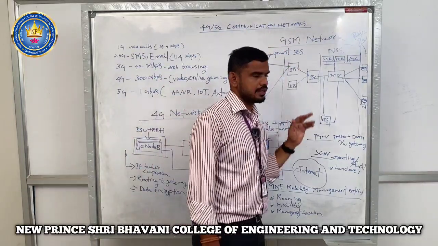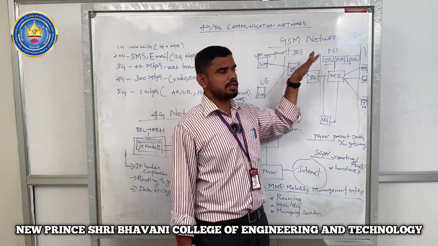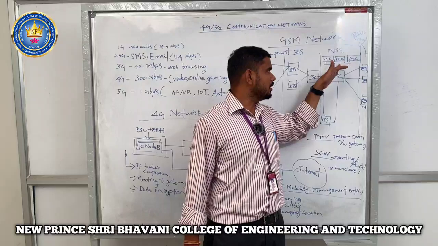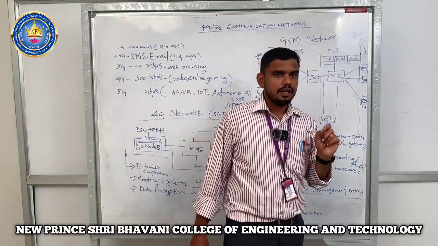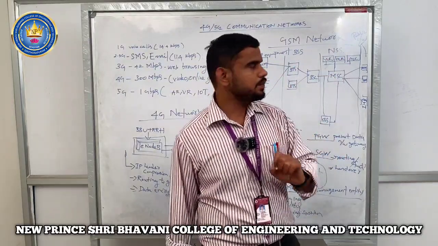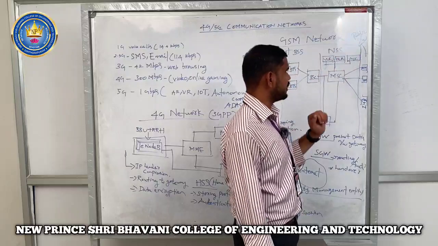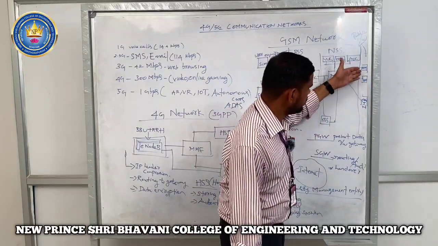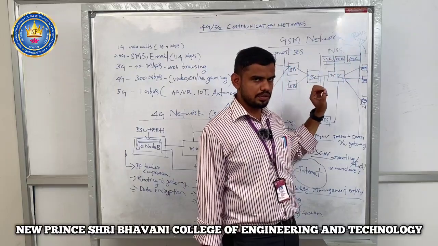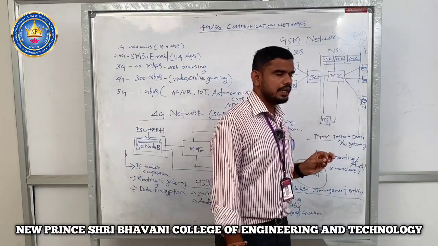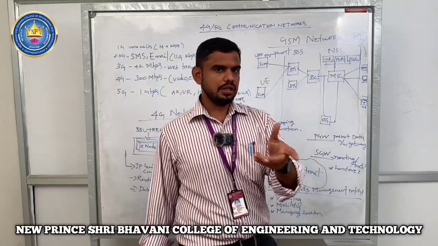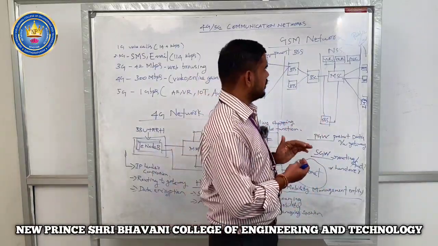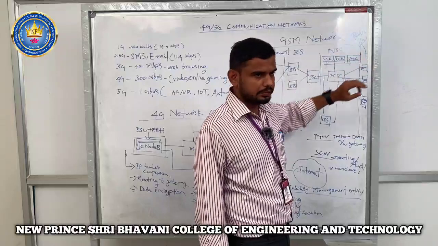Next is the BSS. BSS means base station subsystem. The next thing is the NSS. NSS is the network subsystem. And the final one is the public network. Here we have the PSTN, public switched telephone network, ISDN, integrated services digital network, and the fixed telephone network. All of these are in the public network.